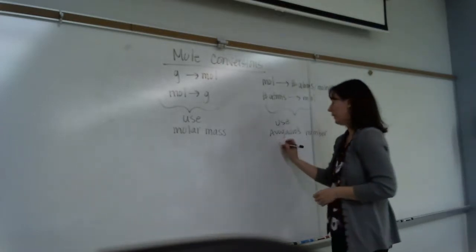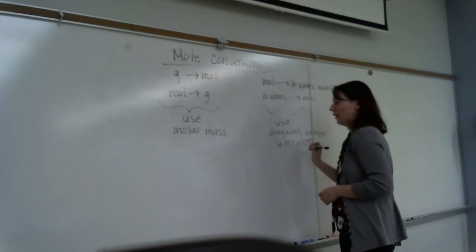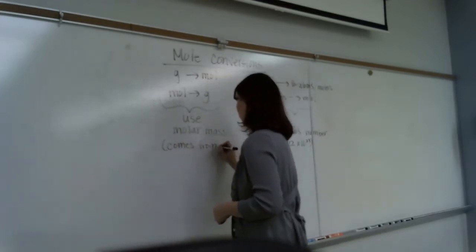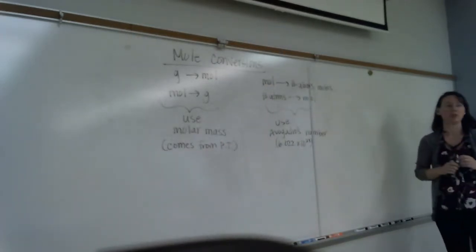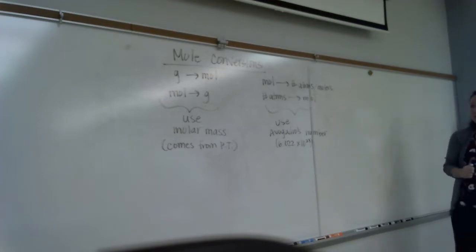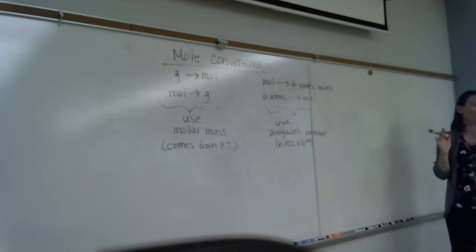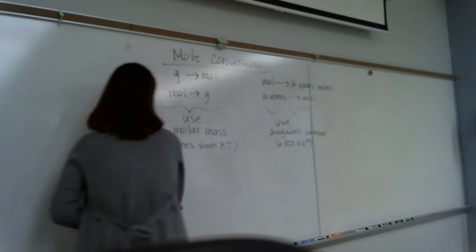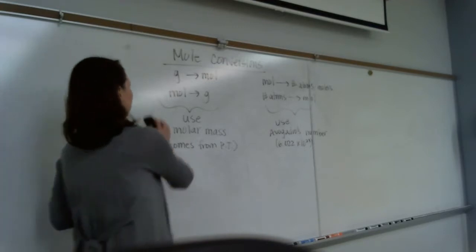Avogadro's number is 6.022 times 10 to the 23rd. And molar mass comes from the periodic table. Right? So know which one to use when. That's the real key to being able to do mole conversions. Because if you understand which conversion factor to use when, you're halfway home. Then the rest of the problem just becomes setting it up and punching it into your calculator correctly. So let's do some calculations involving grams to moles and moles to grams first, using molar mass.